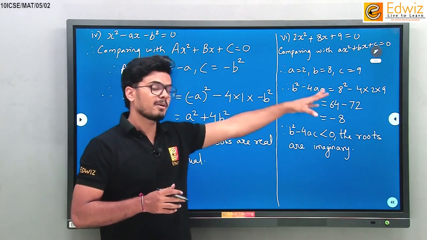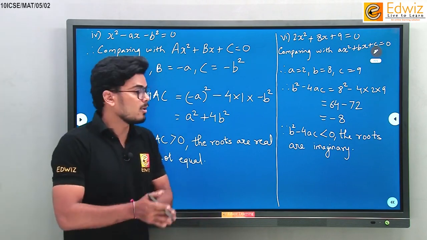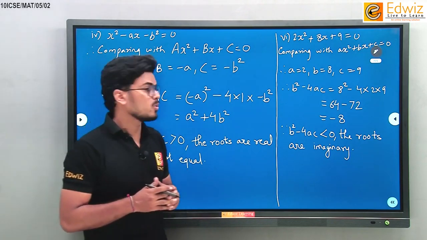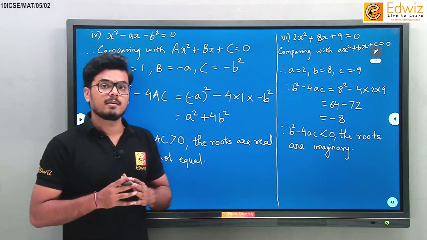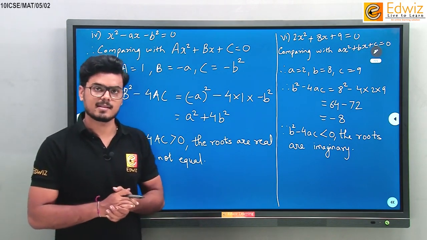If the value of b square minus 4ac is negative, always remember you cannot find the roots. Not at least in your 10th standard. So we are done with this much. Please make a note of this. I'll wait for you for a minute. Then we'll move on to the next question.